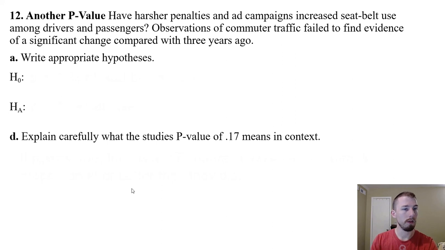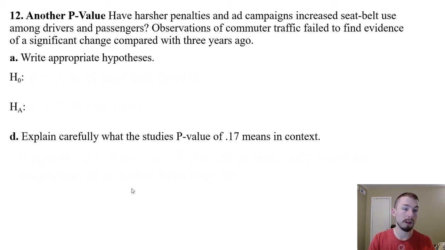All right, number 12, another p-value. Have harsher penalties and ad campaigns increased the seatbelt use among drivers and passengers? Observations of commuter traffic failed to find evidence of a significant change compared with 3 years ago. So it still might have gone up. We just didn't have a large enough sample, or the effect size wasn't big enough for us to be able to detect it with the size of the sample that we had.